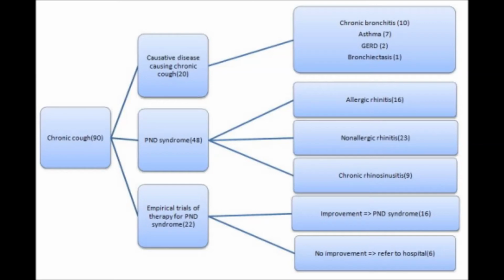The results of the 90 patients were as follows: PND syndrome in 64, bronchial asthma in 9, gastroesophageal reflux in 6, chronic bronchitis in 10, and bronchiectasis in 1.